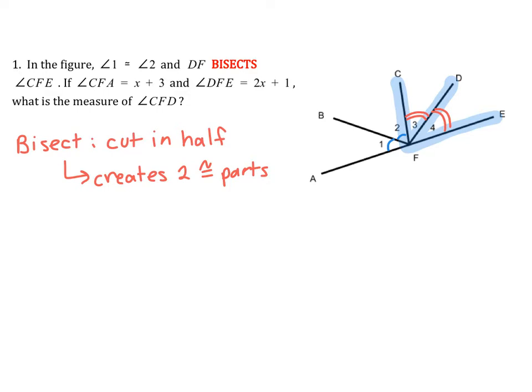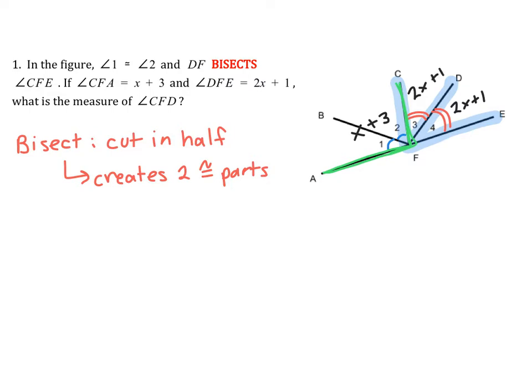Now this says if angle CFA is x plus 3, so make sure you take note that CFA is this entire large angle right here. So that angle is x plus 3. And then we know that DFE is 2x plus 1. They want us to find the measure of CFD. Well, if angle 4 is 2x plus 1, angle 3 must also be 2x plus 1 because they are congruent.